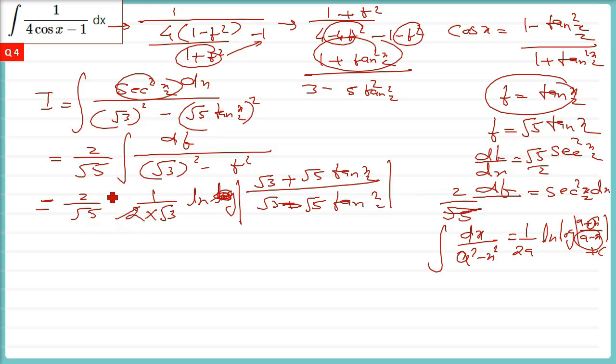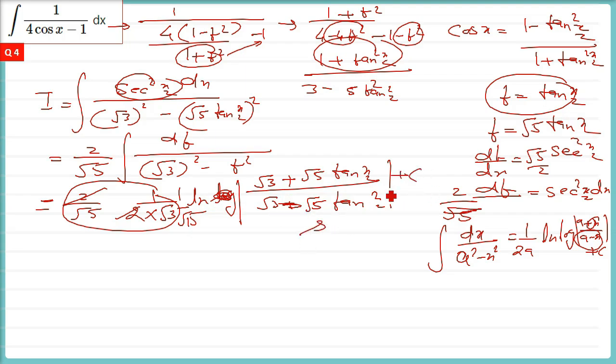Let's resolve this. 2 gets cancelled. Root 5 into root 3. Root a into root b is root ab. So you have 1 by root 15. So this is the final answer: 1 by root 15 ln modulus root 3 plus root 5 tan x by 2 divided by root 3 minus root 5 tan x by 2 plus constant of integration.